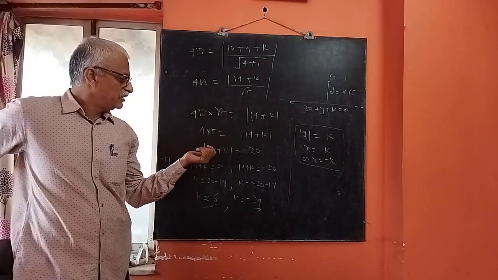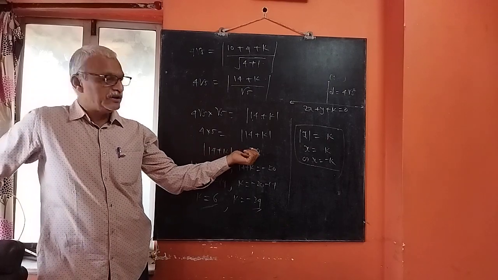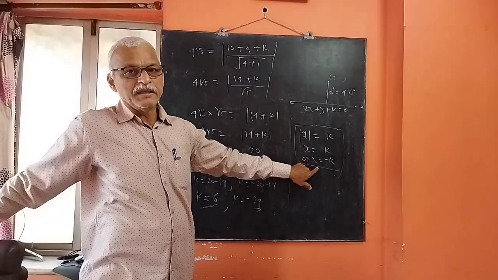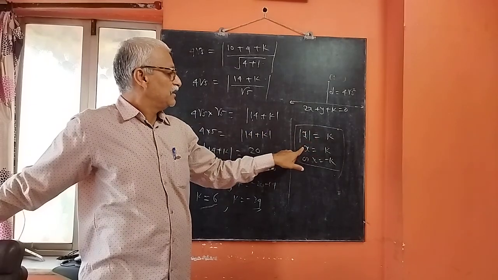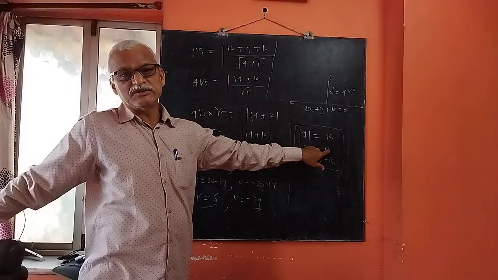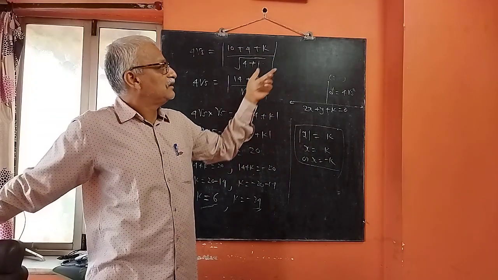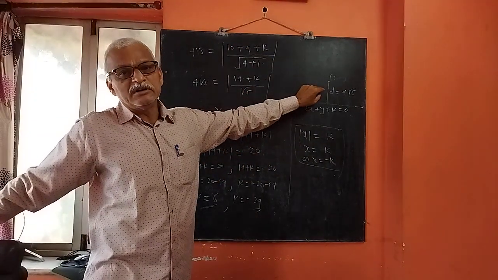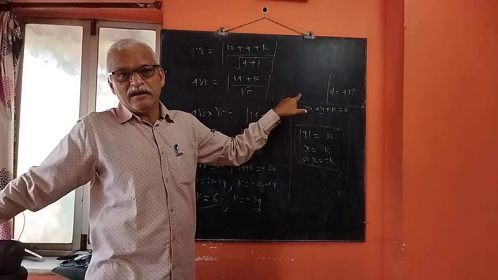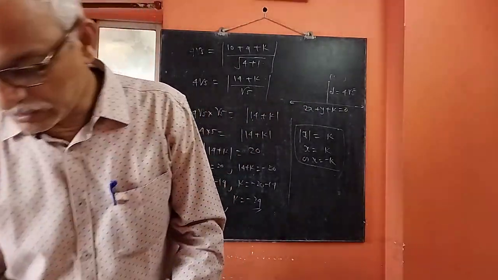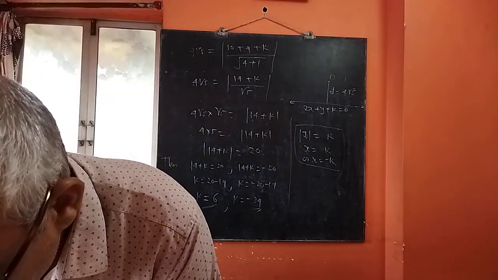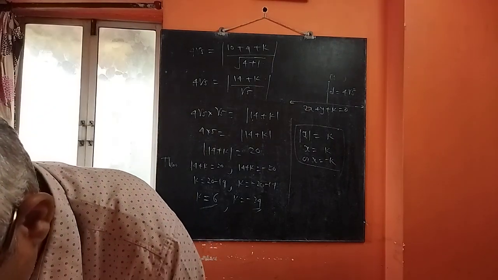Here, while solving mod of 14 plus k equals to 20, we have to remember the property of mod. If mod x is equals to k, then x equals to either positive k or x equals to minus k. So these are the problems on a perpendicular distance between a point and a line. Now let us solve the problems on the perpendicular distance between the two parallel lines. See here.